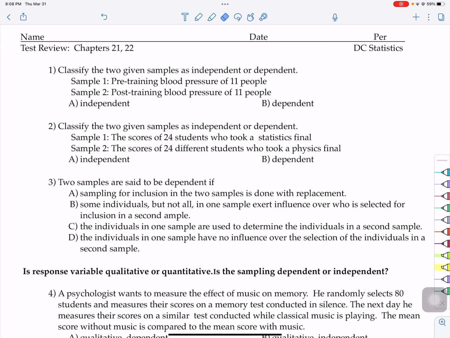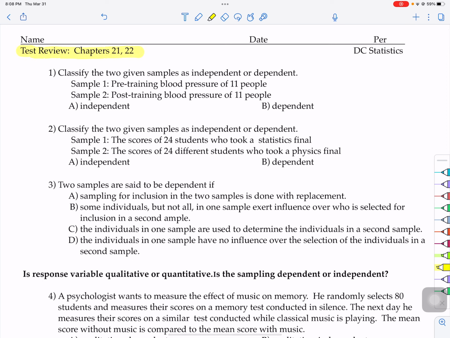Okay, I thought I would take a few minutes and go over some important concepts covered on the test and talk to you a little bit more about the type 1 and type 2 errors and power of a test. So this is your test review for chapters 21 and 22. I'll just page through this real quick.